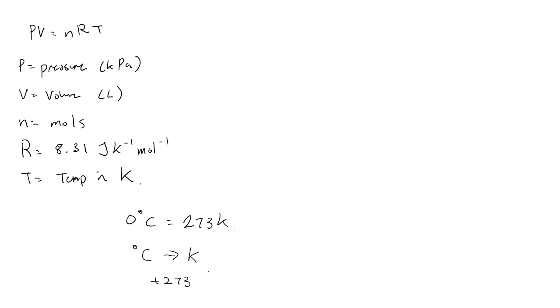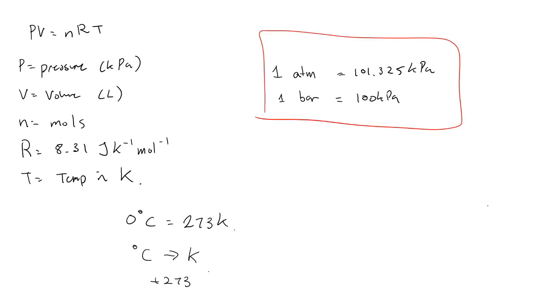Okay, so in some questions you may be given pressure in atm, like maybe 1 atm, or 1 bar. Basically 1 atm, so 1 atmosphere, is equal to 101.325 kilopascals. And 1 bar is equal to 100 kilopascals. Now you just need to memorize these, okay? So you can convert from atm or from bar to kilopascals.